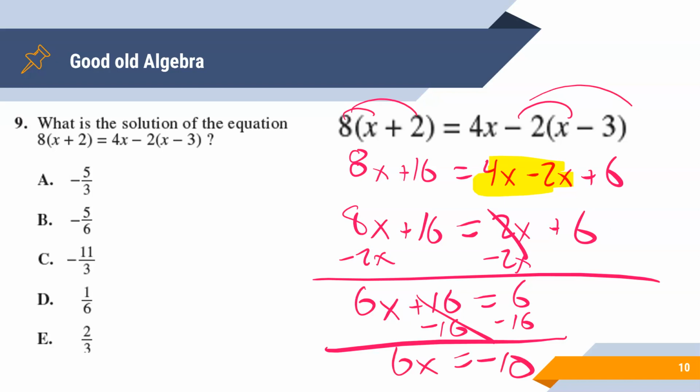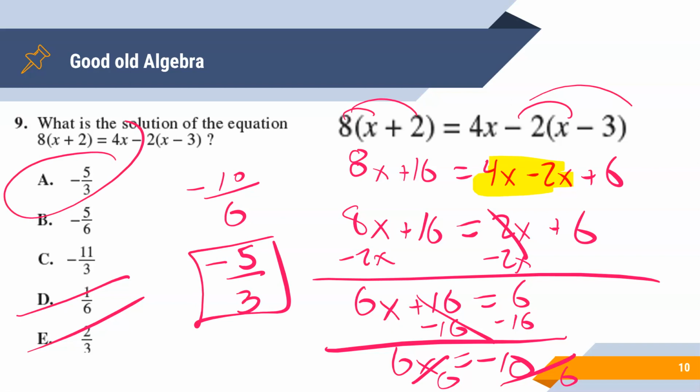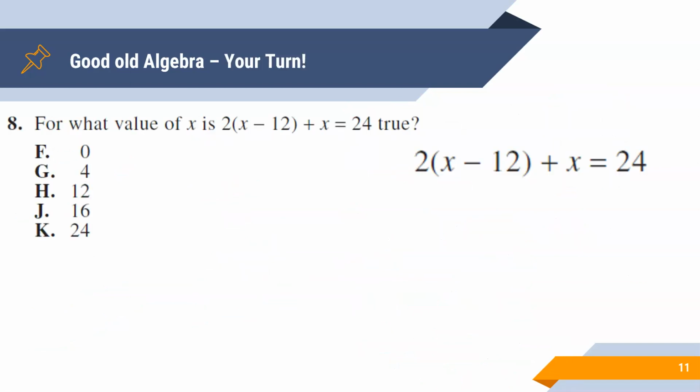Now notice we've got a negative 10 for an answer, right? We're going to divide by 6 and get a negative answer. So, I can always think about eliminating bad choices, one of our techniques, right? Divide by 6. And we get negative 10 over 6, which we don't see, but we can reduce that to be negative 5/3, choice A. Okay, your turn to solve an equation.